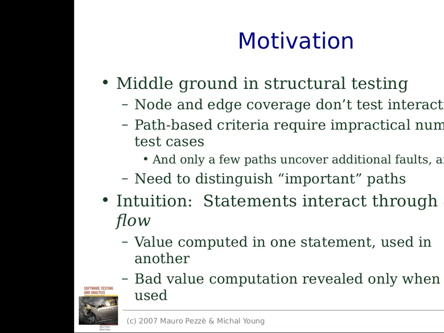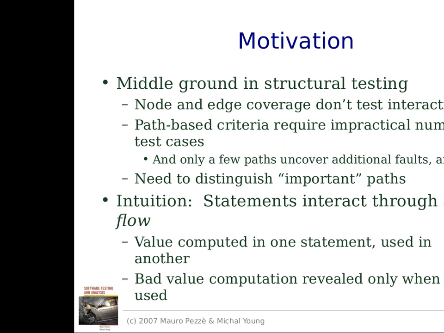So far we've talked about node and edge coverage. Maybe that doesn't cover all the interactions. We want to look at some middle ground here. We looked at path-based, of course, but is there anything between basic statement coverage or branch coverage and the full-on system testing? Is there anything else we can actually look at inside of structural testing?